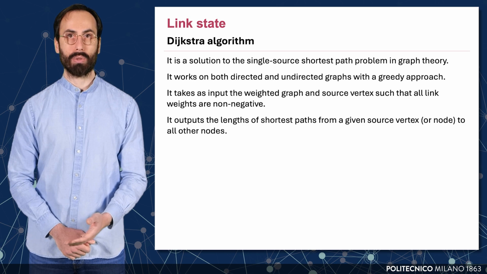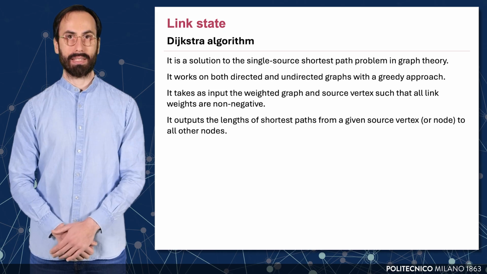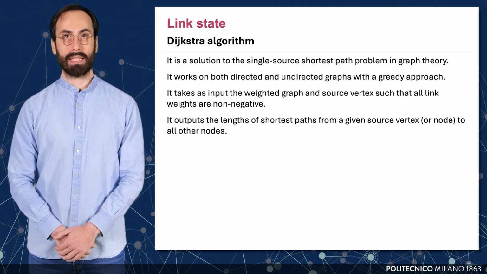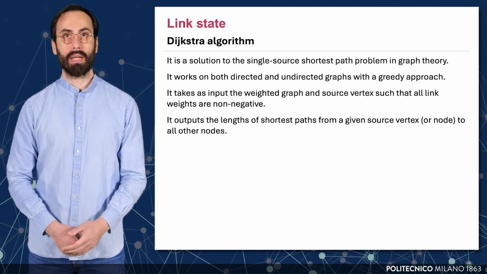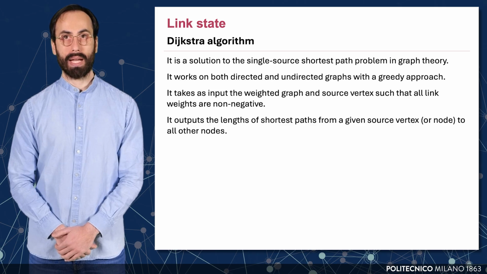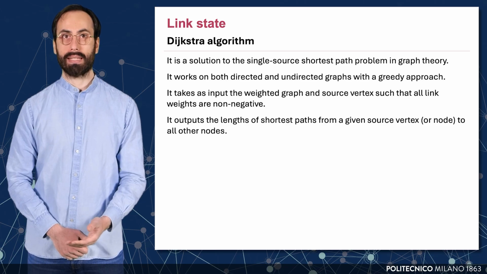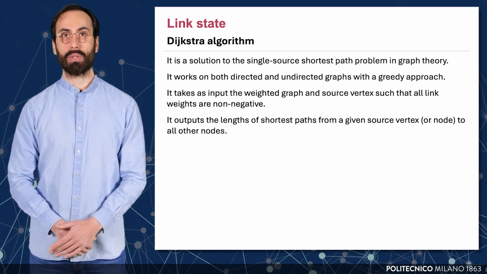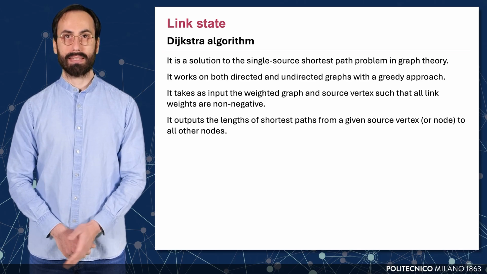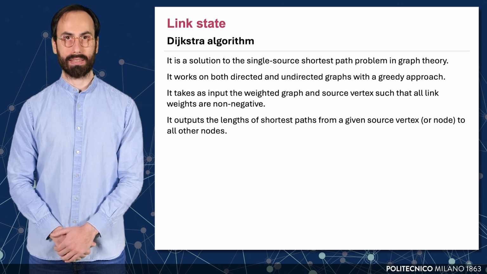The Dijkstra algorithm is the foundation of link state routing. It addresses the single source shortest path problem, which means it finds the minimum cost path from one node to all others in a network graph. The algorithm works for both directed and undirected graphs and follows a greedy approach. It always extends the path to the closest unvisited node.